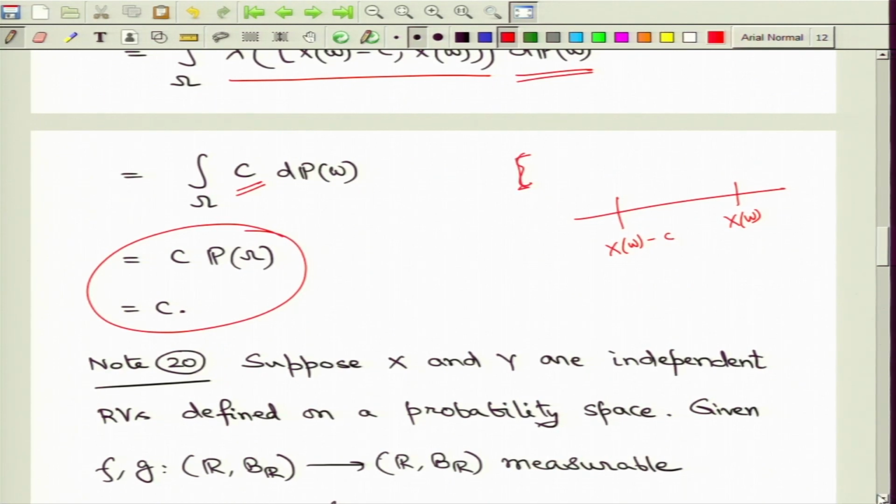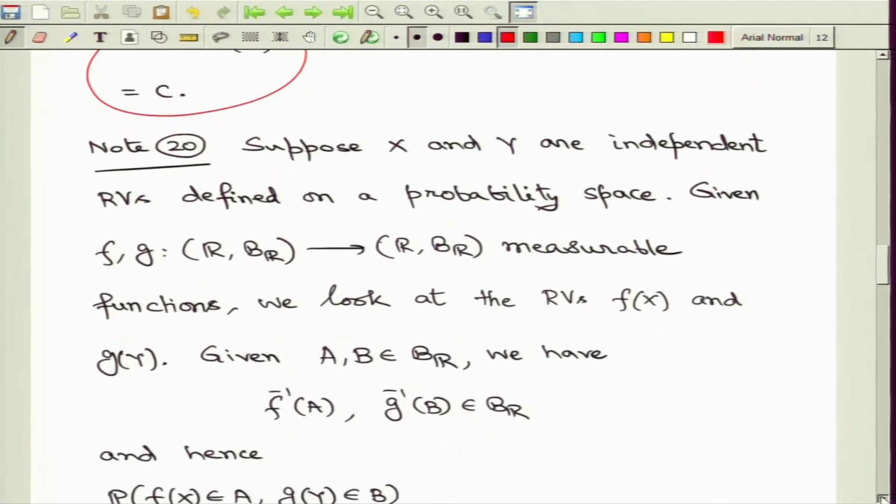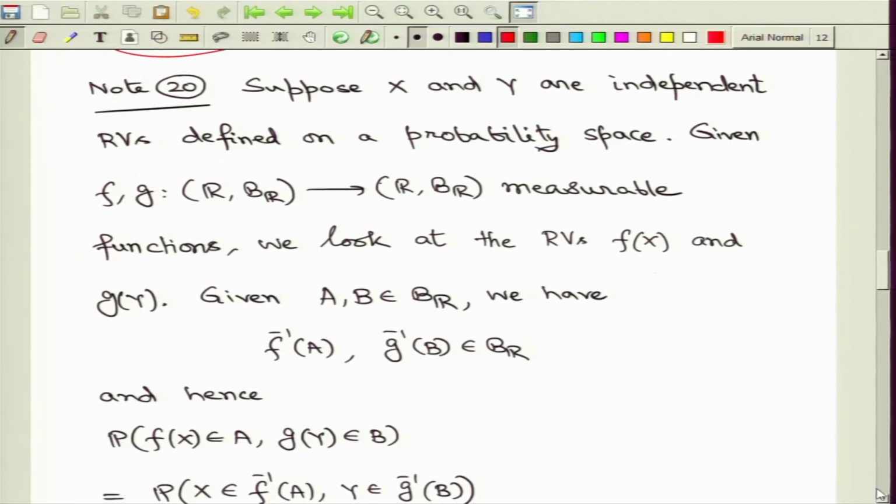Alright. So, let us see some further interesting comments on independence of random variables. Recall from earlier that if x and y are independent random variables on some probability space, then we can apply functions on top of them and obtain new random variables, and we can ask whether these new random variables are independent or not.